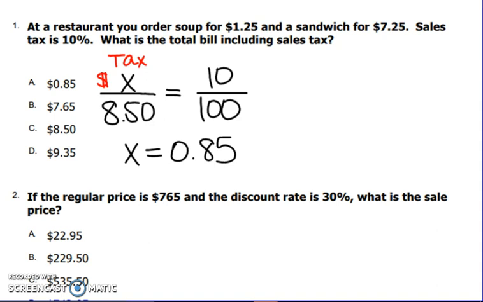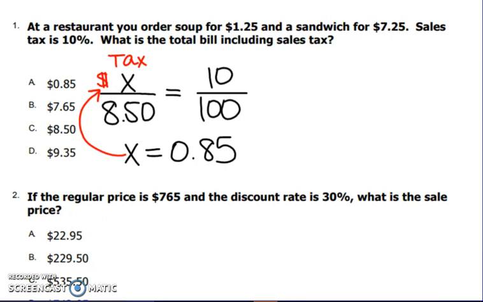0.85. Now tell yourself 0.85 equals x. Well, what did we say x represented? x represented the tax up top. So we know that 85 cents is the tax. Now, before I automatically go and select answer choice A, I want to stop here because this is where I want to go back and read the question.